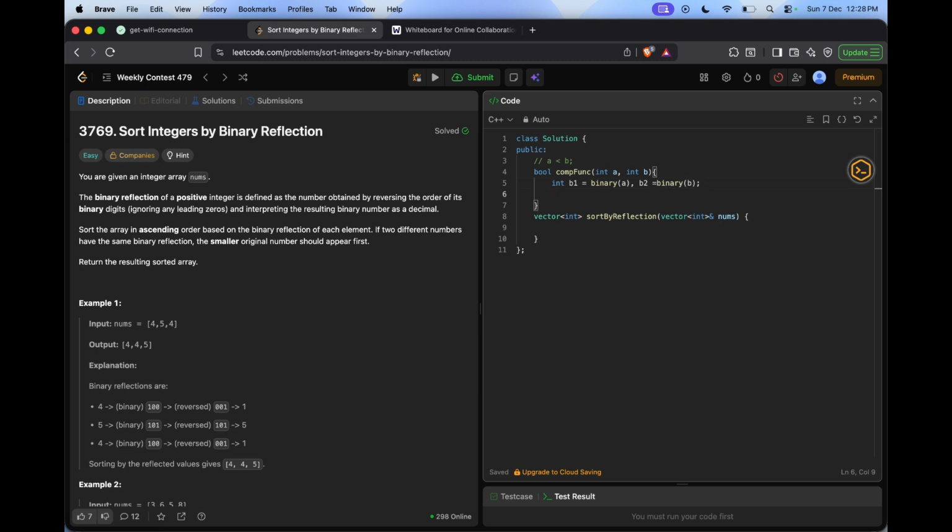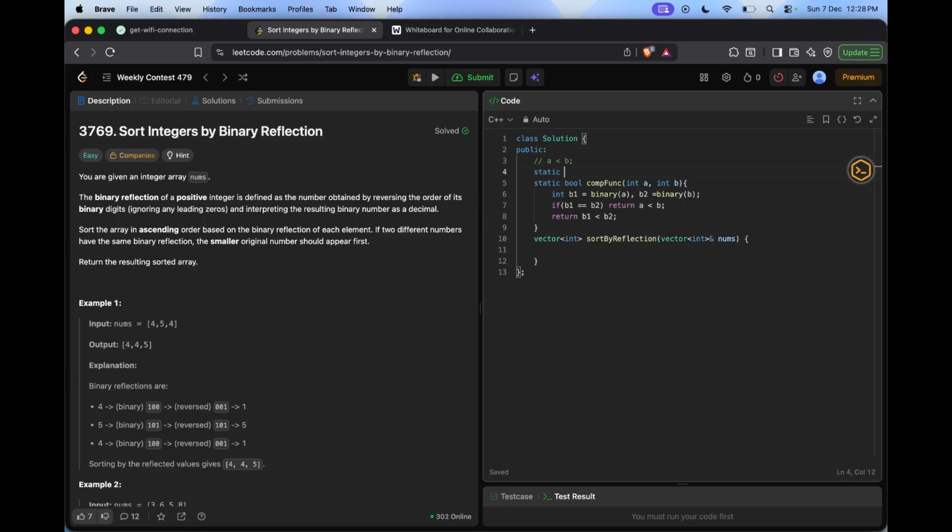Now, what is the criteria of checking if b1 is equal to b2? That is, if the binary representation is the same, then we compare the initial numbers, that is a smaller than b. Else, we just return b1 smaller than b2, comparing according to the binary values. Now, this binary function returns the binary reversed value of our given number. Let's make this particular function static, so we can use it inside a class function.